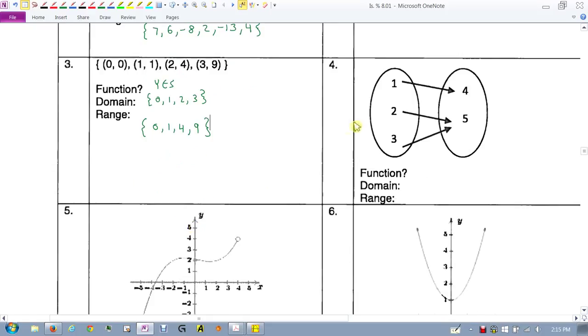How about the next picture over here, number 4? Is that a function? Yes. What about the fact that 2 and 3 go to the same place? That doesn't matter, right? So this is good. Domain: 1, 2, 3. Range: 4 and 5.